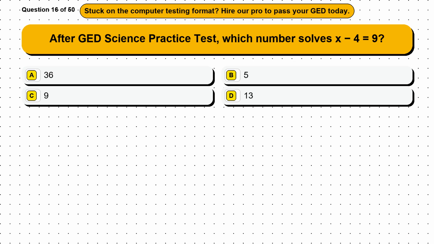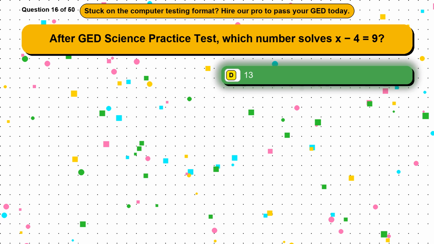Question 16. After GED Science Practice Test, which number solves x - 4 equals 9? Option A, 36. Option B, 5. Option C, 9. Option D, 13. The correct answer is option D.